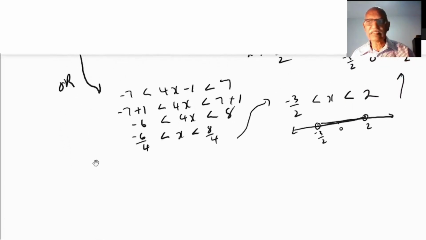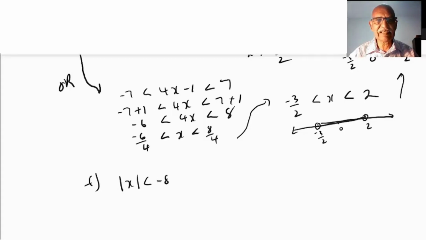Okay, so let's see the last one as a logical question. Absolute value of x is less than negative 8. Absolute value is always positive, so how can it be less than a negative number? Therefore, it's not logical, and we say there is no solution.